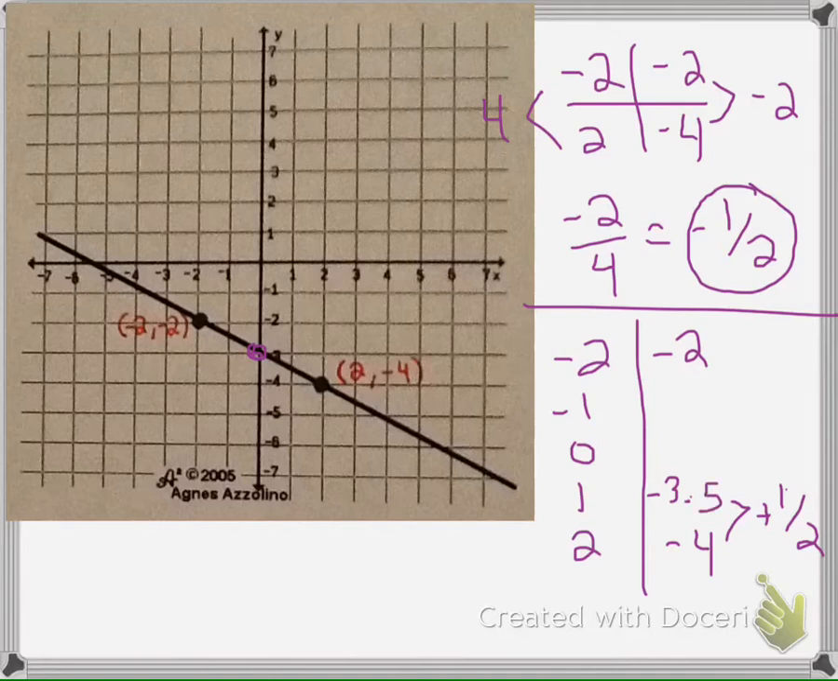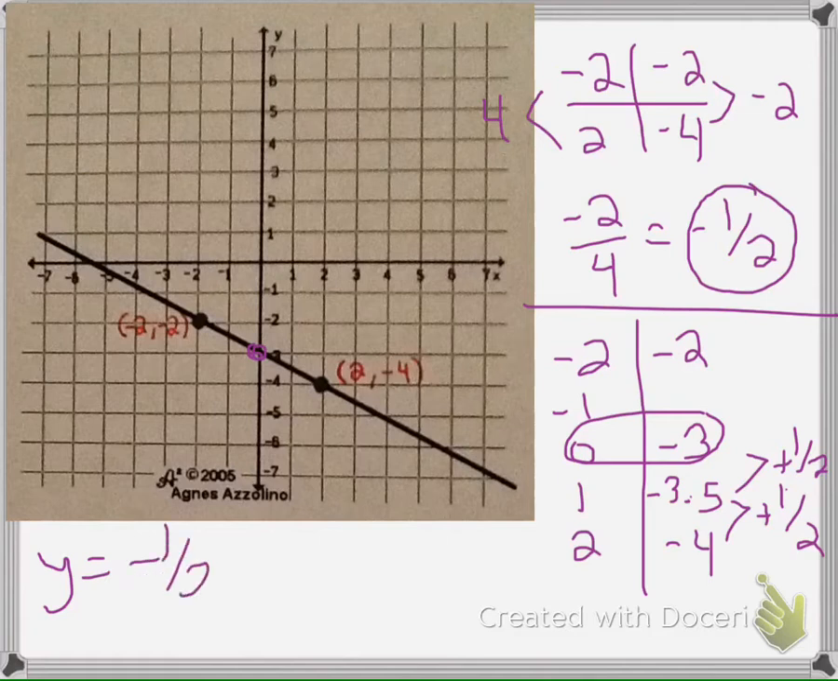Okay, again, working backwards, because this is going up by 1, that means this is going down by 1/2. So I want to work backwards. This is going to go back by 1, so this is going to go adding 1/2. Add 1/2. That gets me to -3. And there I am with my y-intercept of -3 like the graph shows. So I can write my equation. y equals -1/2 x minus 3.